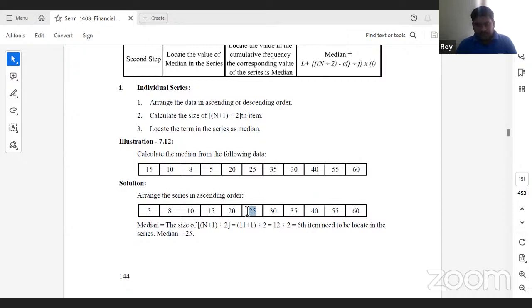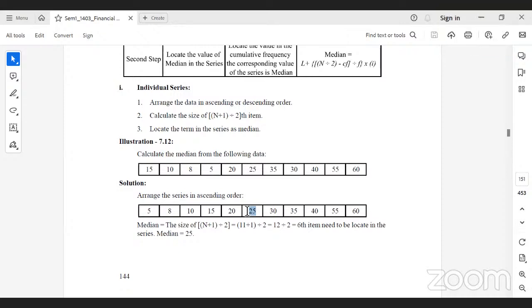I think many of you know, right? Or should I repeat this? Median is the mid value. Hello? Yes, sir, understood, sir.